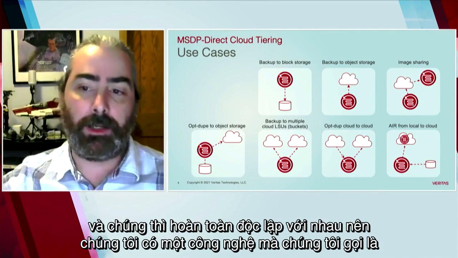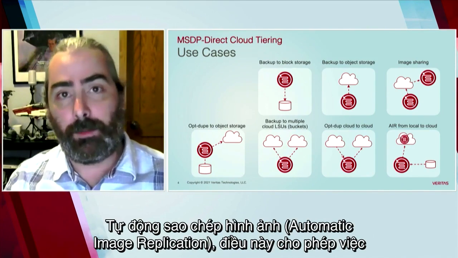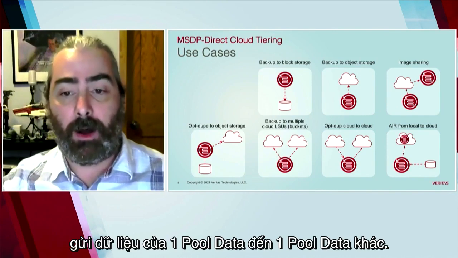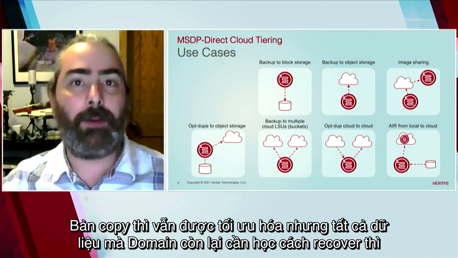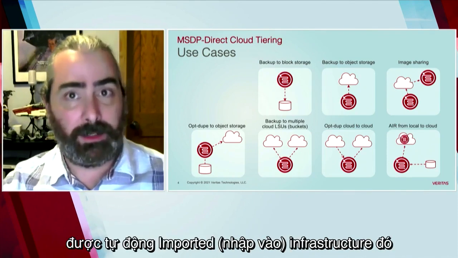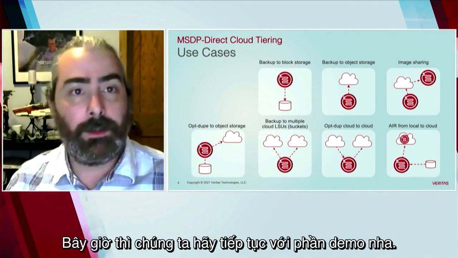So we have a technology we call automatic image replication. This allows one pool's data to be sent to another pool, still optimized copy, but all of the data that the other domain would need to know how to recover that data is automatically imported into that infrastructure, so that those same images are there and ready for you to use.